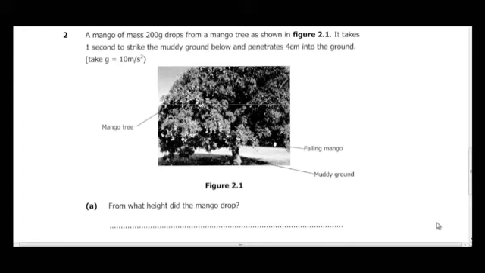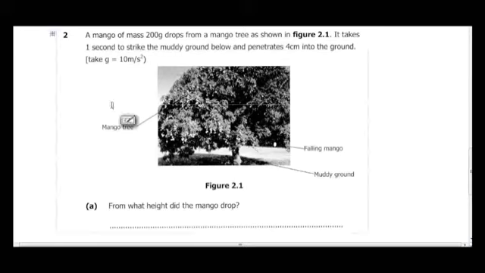Question 2 says a mango of mass 200 grams drops from a mango tree as shown in figure 2.1. It takes 1 second to strike the muddy ground and penetrate 4 cm into the ground. Take g to be 10 meters per second squared. It says, from what height did the mango drop? We are trying to calculate the height the mango dropped from. Notice we were given some parameters: the mass of the mango, which is 200 grams, the time it takes to strike the muddy ground, which is 1 second, and 4 cm, which is the distance it penetrated the ground.